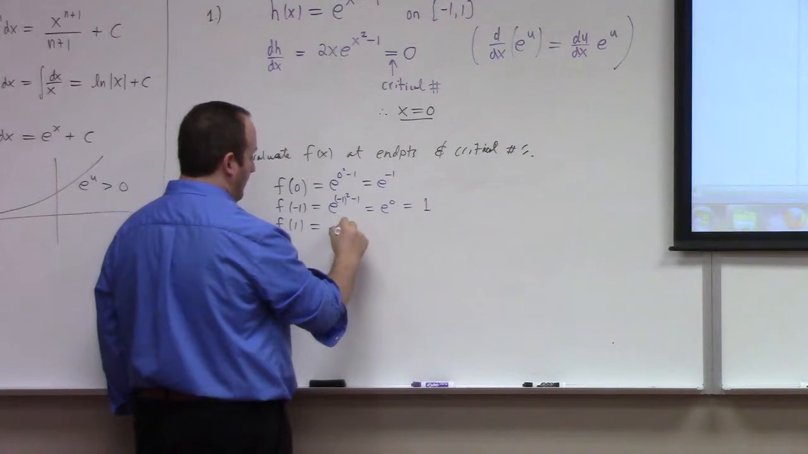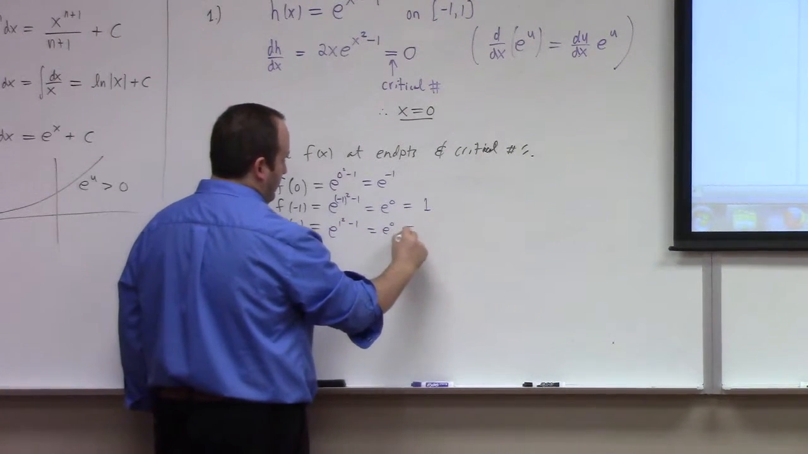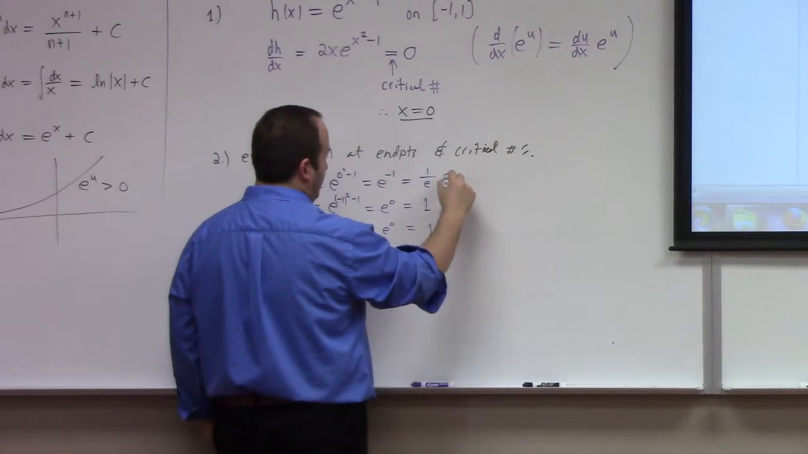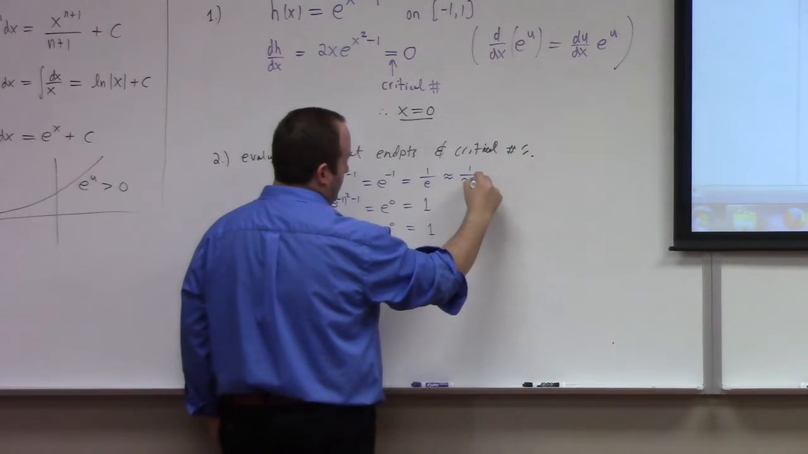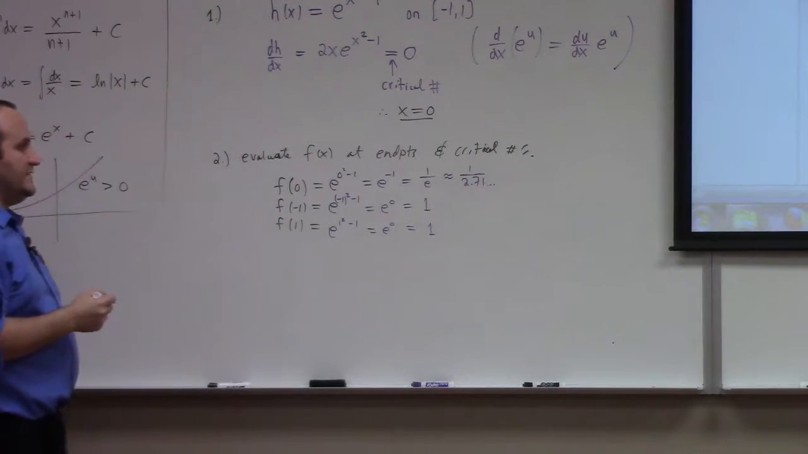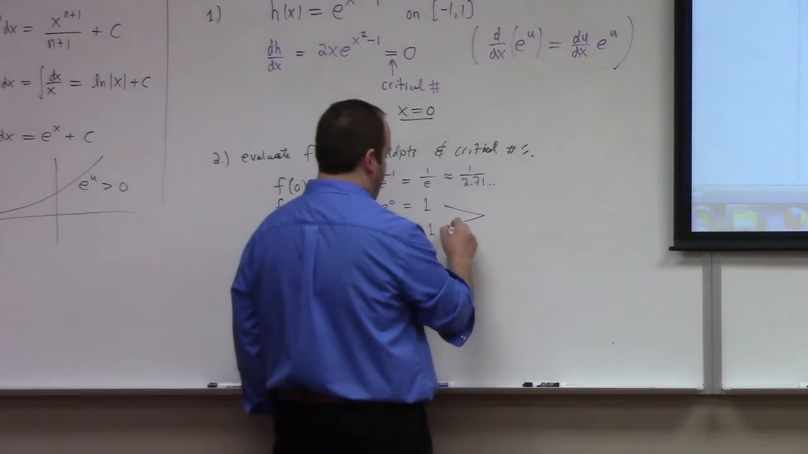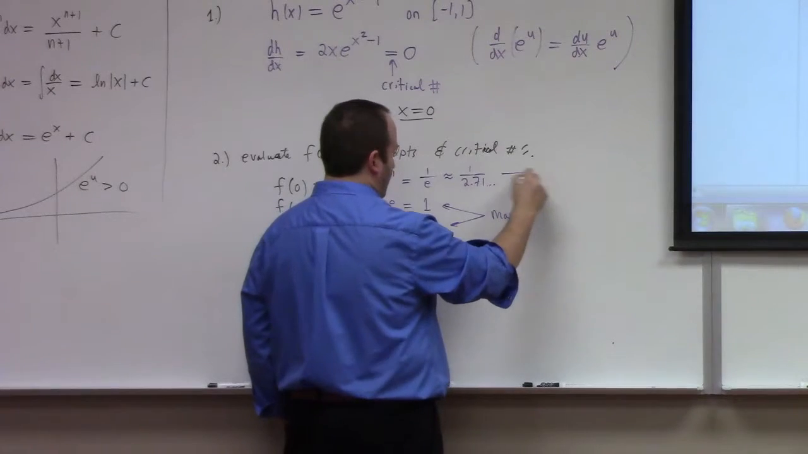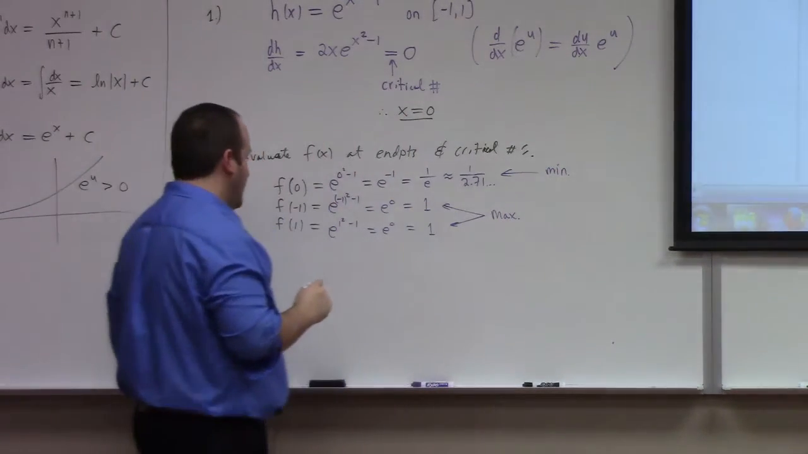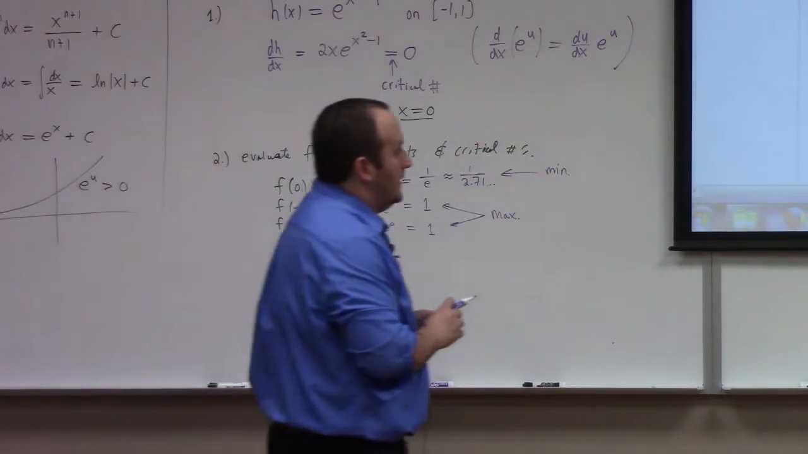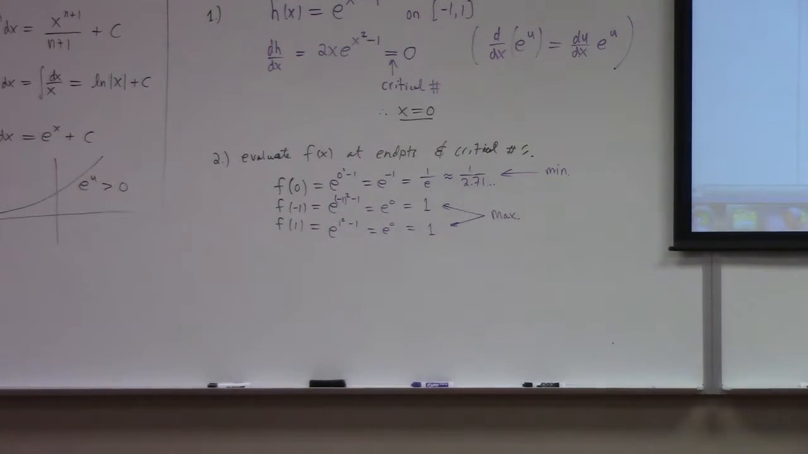And f of 1 is also e to the 0, which is also 1. Now, e to the minus 1 is also 1 over e, which is approximately 1 over 2.71. So what's the minimum? What's the maximum? Yeah, these are the max, right? And this right here is the min. So we attain the maximum at the endpoints, and the minimum value is reached at 0. Well, plus or minus 1.